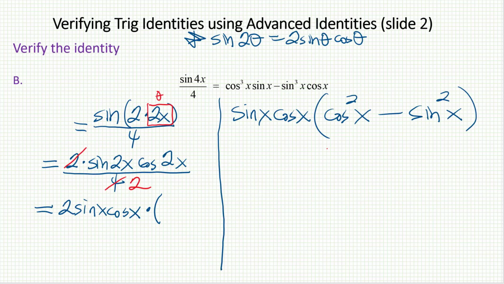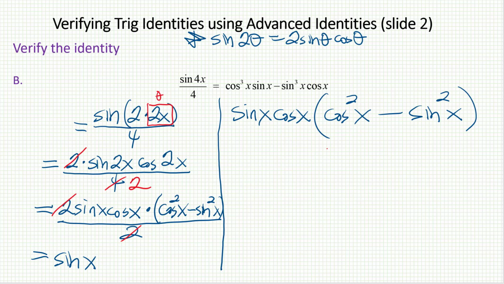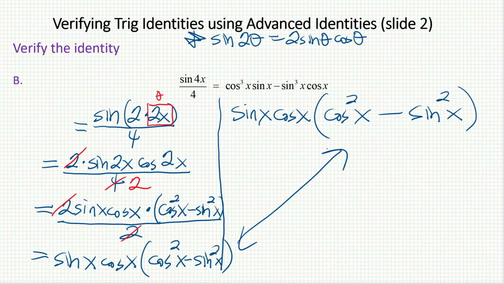I'll need a parentheses here. So cosine 2x is cosine squared x minus sine squared x. And then I still have that 2 on the bottom. And then I think we've got it. After you cancel the 2's out, everything that I have left is what I have on that other side. And so we did it. We verified this identity. Thanks for watching.